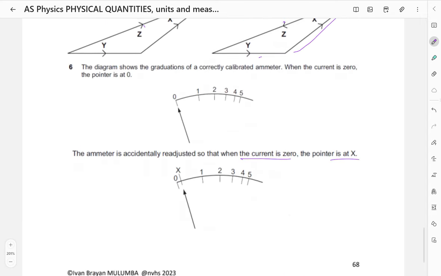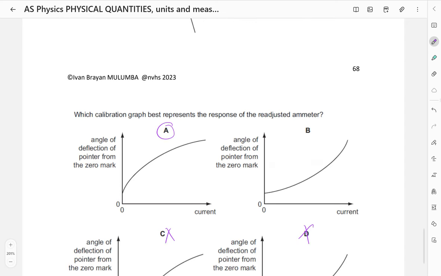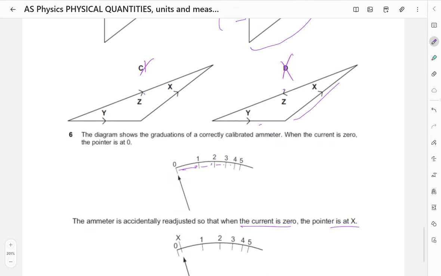When we look at the calibration, we notice that the gradations, the separation between the divisions, becomes narrower. What does that mean? As the current increases, the change in the angle of deflection must decrease. So the answer is automatically going to be A, because B shows that as the current increases, the change in the angle of deflection also is increasing, the gradient is increasing here. Here it is showing a decrease in the change in the angle of deflection. So the answer is A, because the separation of the divisions becomes smaller as the current increases.